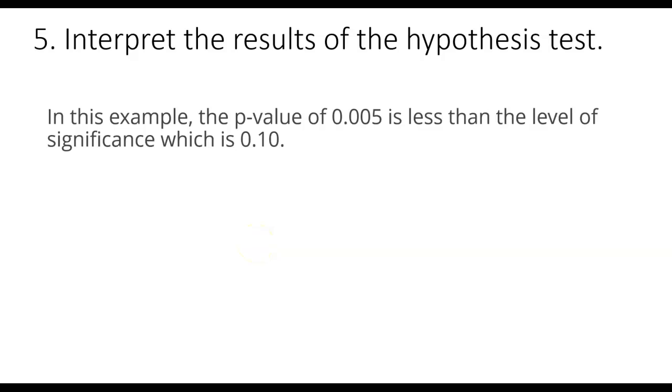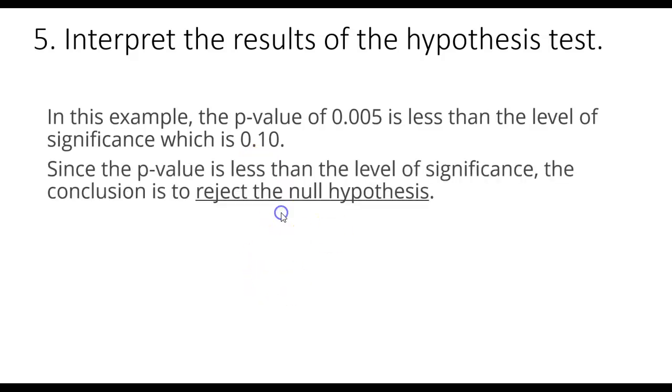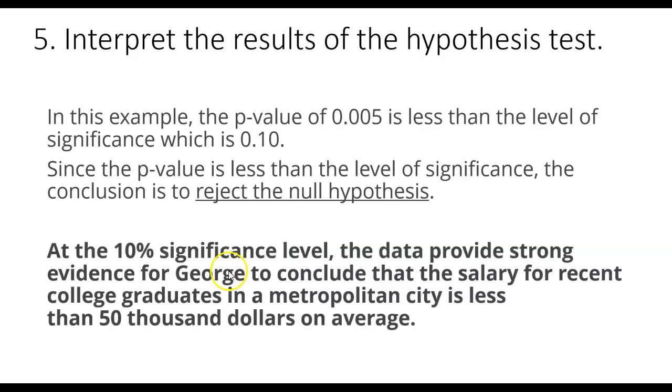So if the p-value is 0.005, that is less than the level of significance, which is 0.1. Since the p-value is less than the level of significance, we reject the null hypothesis. So our interpretation: at the 10% significance level, the data provides strong evidence for George to conclude that the salary for recent college graduates in a metropolitan city is less than $50,000. We have strong evidence to conclude that this is true.